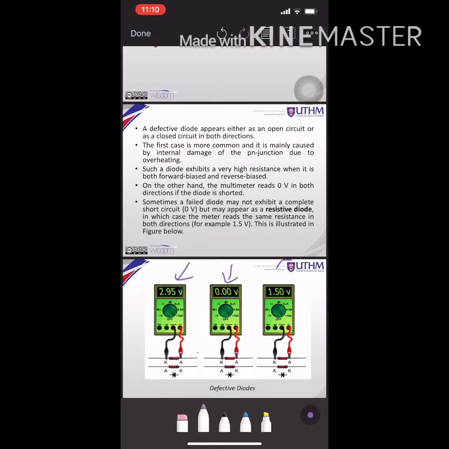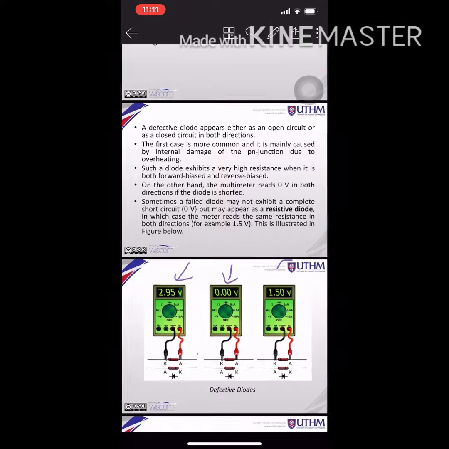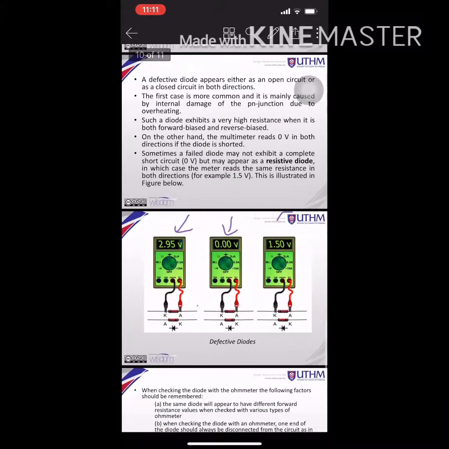Sometimes a failed diode may not exhibit a complete short circuit. It means that it is not 0 volt, but it's a pure resistive diode. Okay, so the measurement has a certain value. Okay, in which case the meter reads the same resistance in both directions. For example, dia baca dalam 1.5 volt. Okay, so dalam both direction the value of resistance is still the same, means that ada masalah pada diode ataupun diode tu berada dalam keadaan yang rosak.